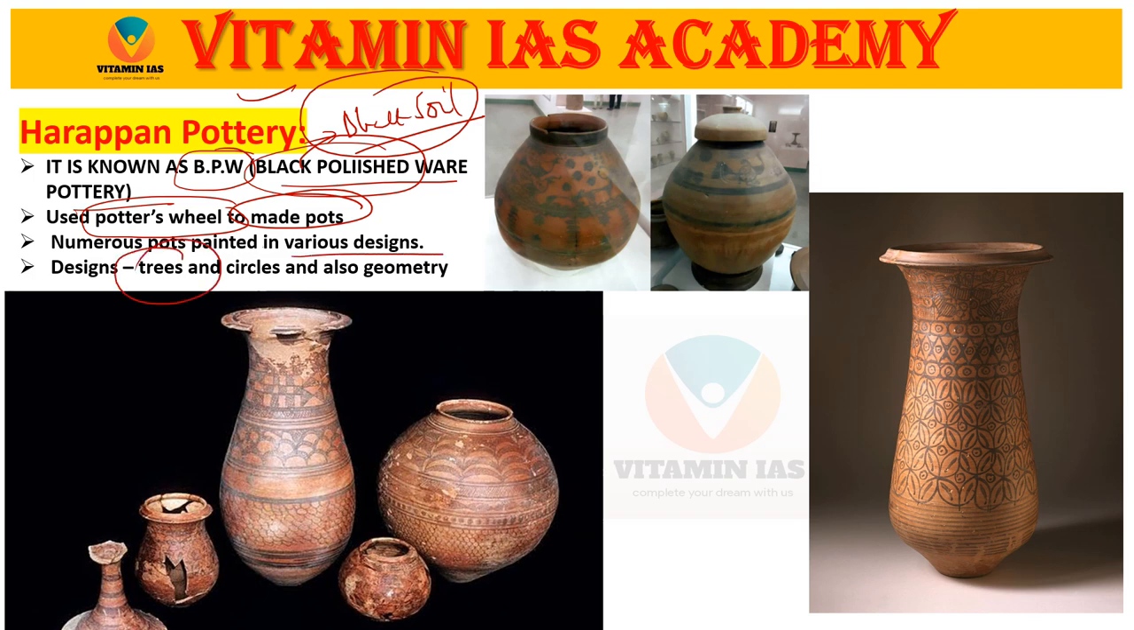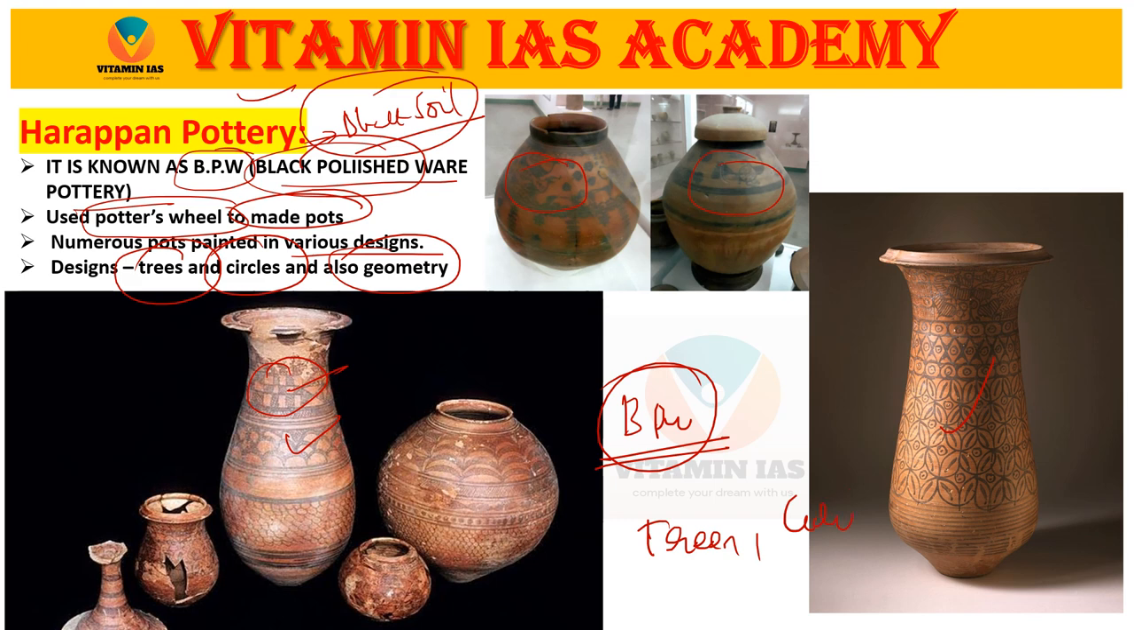The designs are trees, circles and geometrical patterns. You can see here, this is beautiful, and geometrical designs also. Sometimes trees and sometimes circles were used on the pottery. And it is known for the black polished ware pottery, BPW. The designs are trees, circles and geometry.